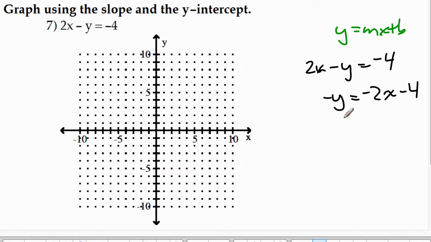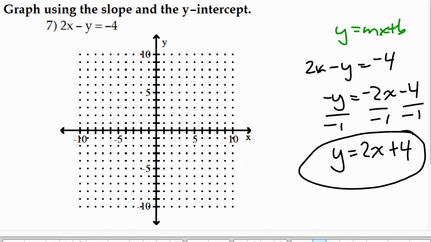Now I'll divide everything by a negative 1. So divide this by negative 1, this, and this, so every term. So this will be just y is equal to a positive 2x plus 4. So there's my equation, and the 2 is my slope, or m, and 4 is my y-intercept, or b. And then when I graph it, that's where I'll start. So the point right there is 4. That's where it crosses the y-axis.